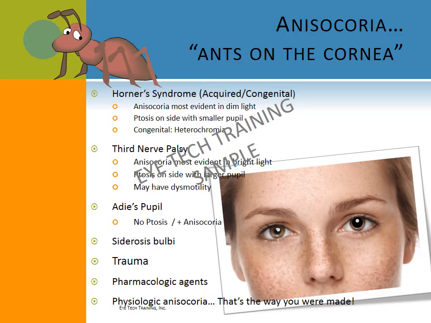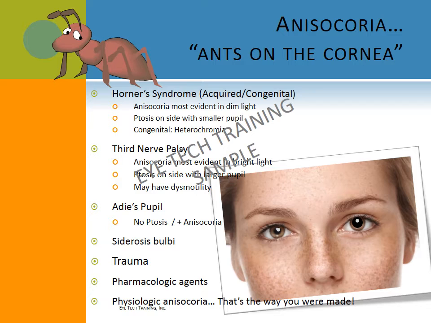So this is a difference in the size of the two pupils of more than 1 millimeter in ambient lighting conditions. Let's talk about some conditions that can cause anisocoria. Horner syndrome can be acquired or congenital. Congenital is benign, so there's no disease process going on. Acquired is not benign. There is a disease process going on, and it's very important to never miss a Horner syndrome.